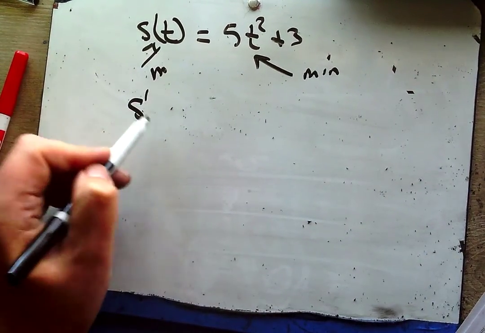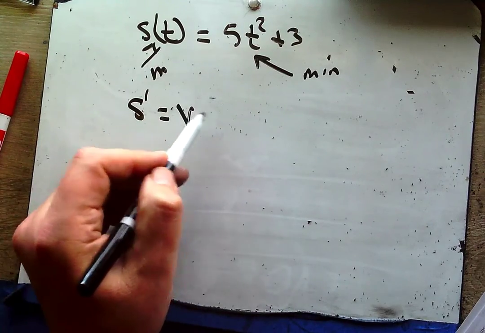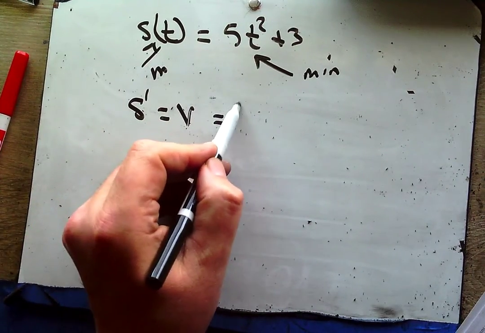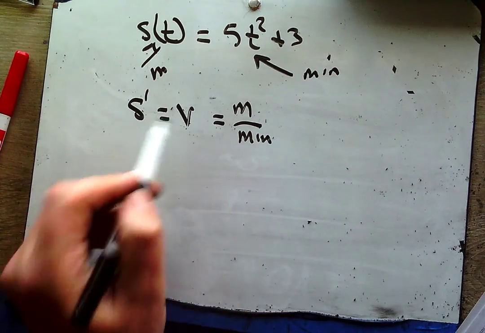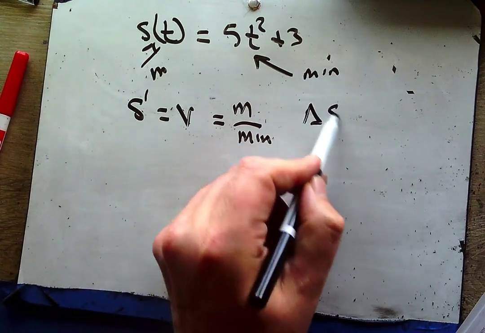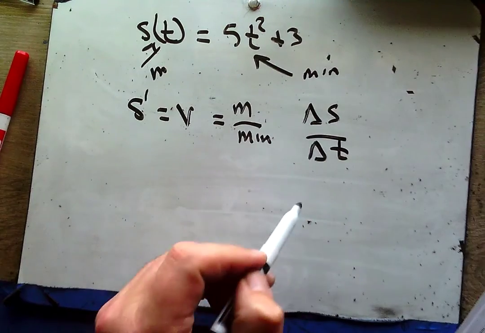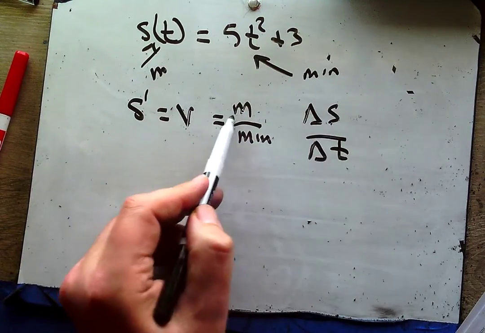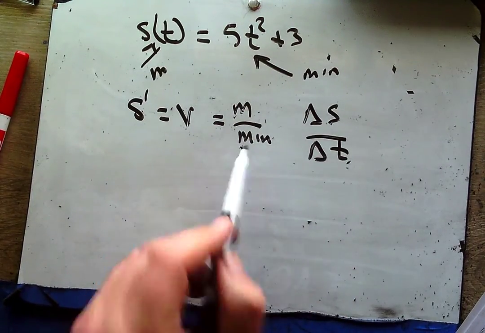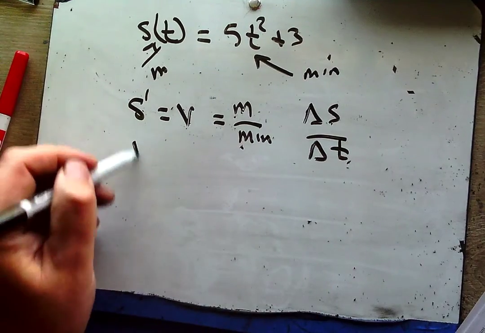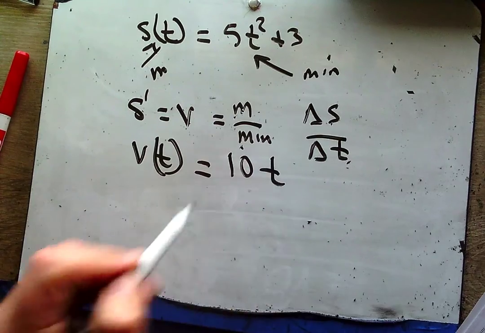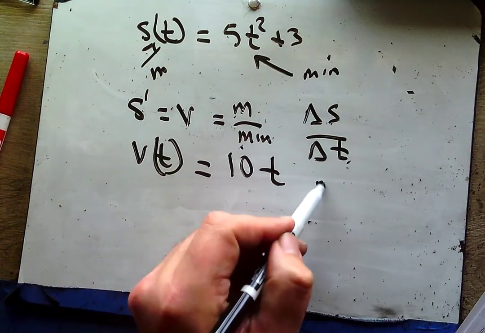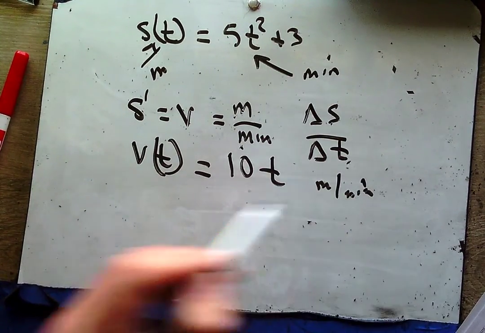So I know that s prime, which is v, is going to have units of meters per minute. How do I know that? Because the derivative is a change in position over a change in time. So change in position, meters, over a change in time, minutes. And what is that v of t function? Well, I just have to take the derivative of this, and I get 10t. And the units will be meters per minute.